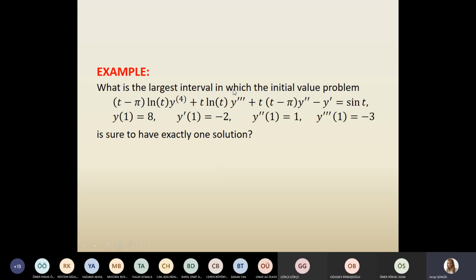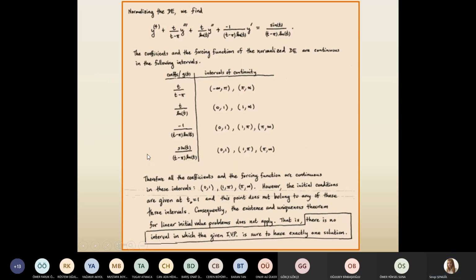Look at this one. What is the largest interval in which the initial value problem is sure to have exactly one solution? This is a fourth order differential equation. As you can see, we will be talking about these equations too. And this is one of my exam problems, I think, for the final or something. So for this, again, you need to put this into standard form by dividing the equation by the coefficient of the largest derivative. And that's how we can do that.